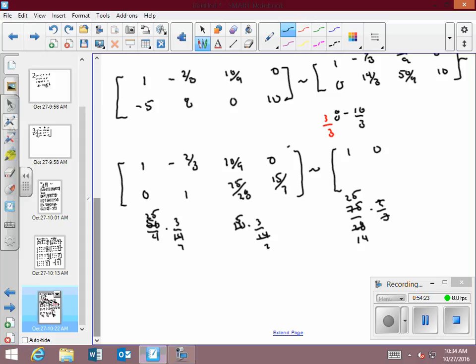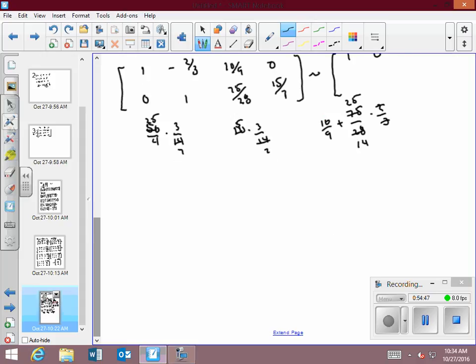And I'm adding it to 10 ninths, right? Correct? Is that right? It's not pretty. Plus 25/14, which is 7/5. We don't reduce any further, does it?